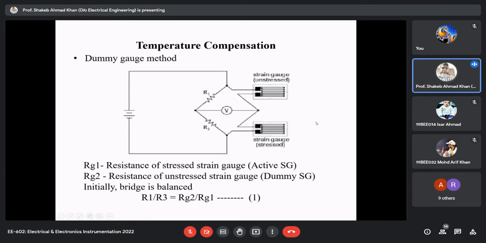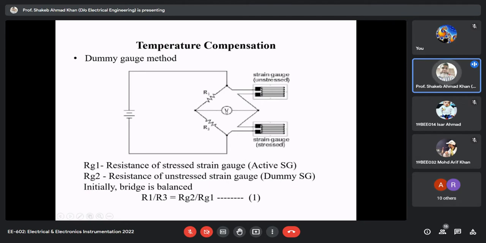Now, obviously, in case of strain, only the resistance of this strain gauge will change. Then accordingly, we'll get the change in response. But in case of temperature, the resistances of both the strain gauges will change by an equal amount, because they are identical strain gauges and they are subjected to the same temperature change. So an equal amount of resistance will change in case of change in temperature, and because of that this output will not change.